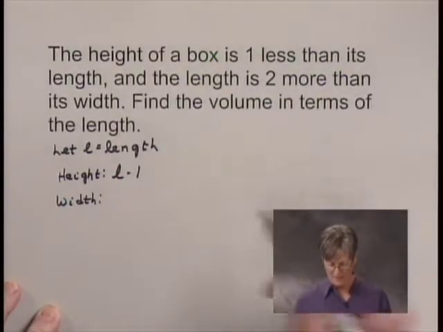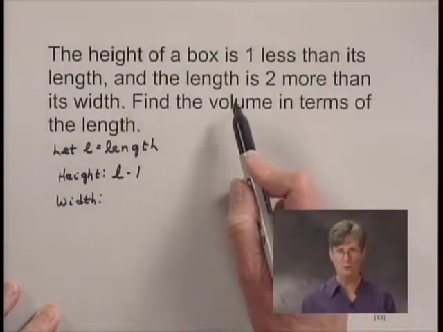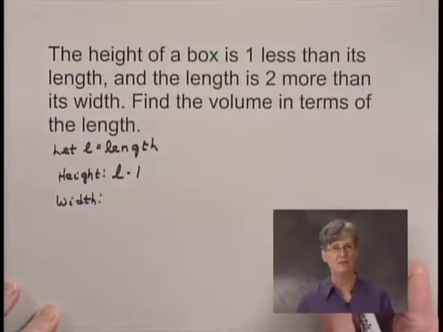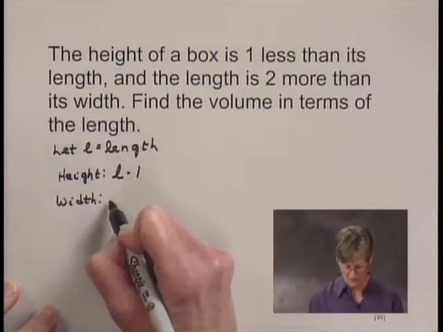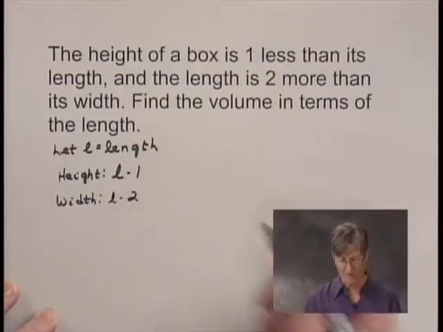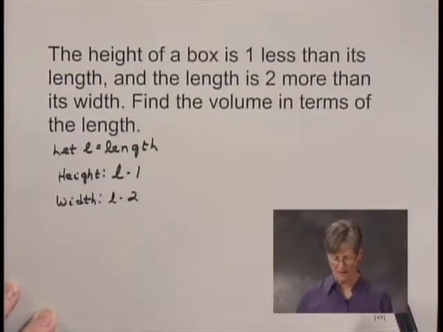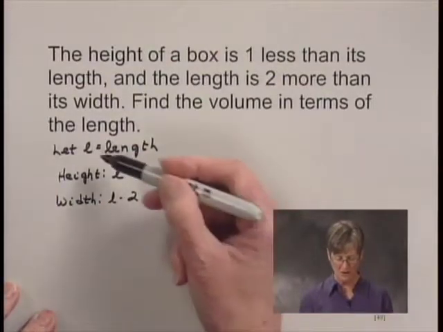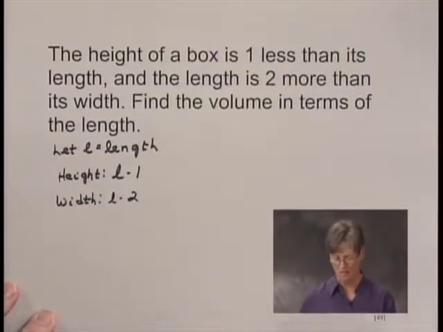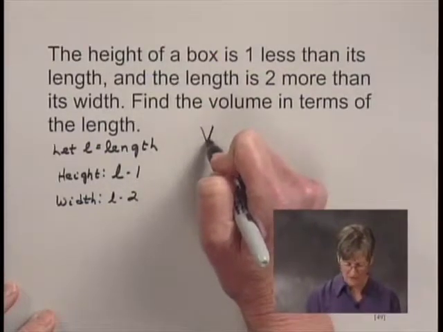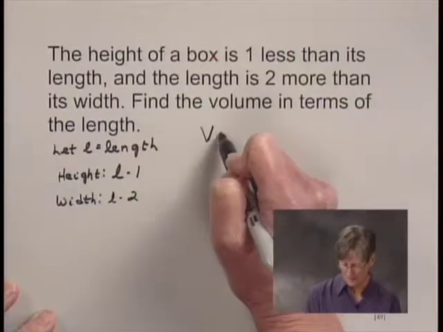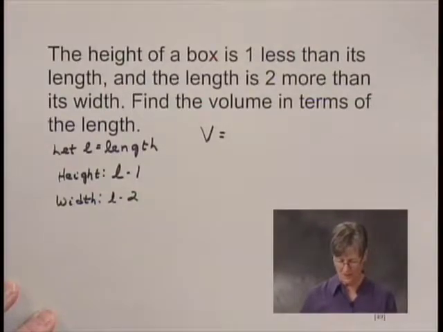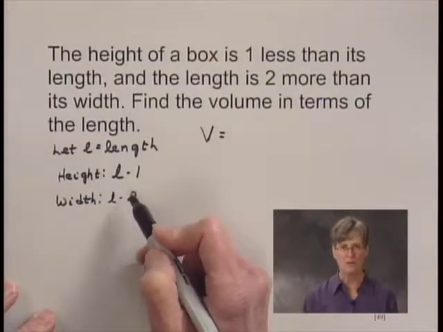So if the length is 2 more than the width, that means the width is 2 less than the length, or L minus 2. So we have a box whose dimensions in terms of the length are L, L minus 1, and L minus 2. And we can find the volume. The volume of a box or of a rectangular solid is length times width times height.